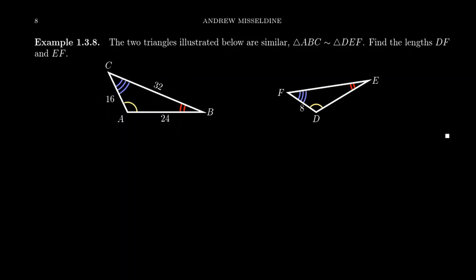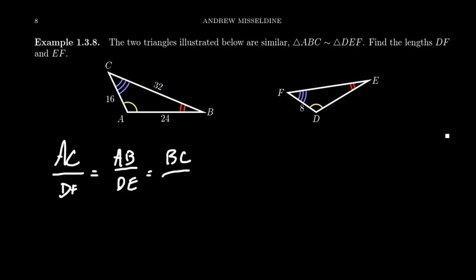But we only know the length for FD. Well, because they're proportional, if I take the segment AC over DF, this is going to equal the same fraction for the other corresponding parts. So we get that AB divided by DE would equal that, and BC over FE, these are all going to equal each other, some constant.